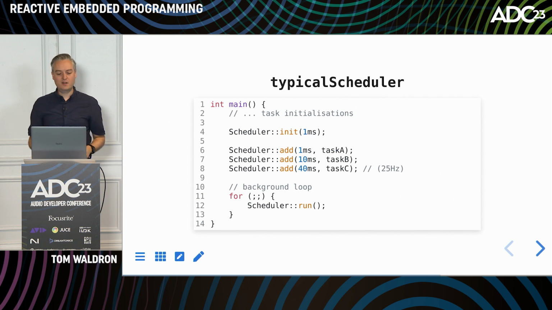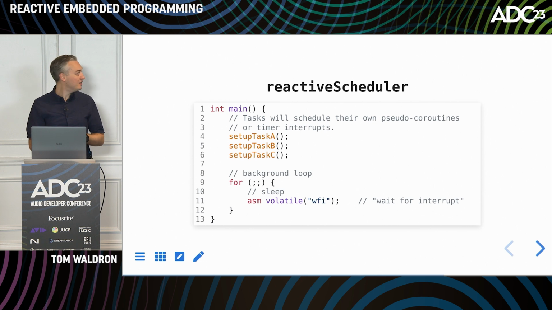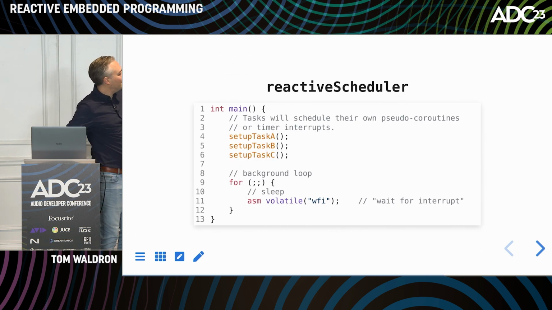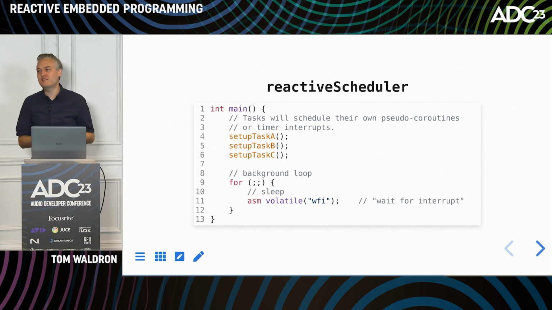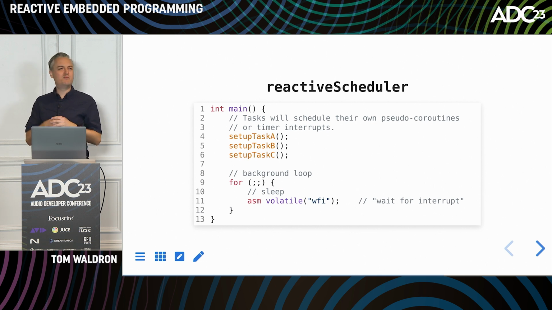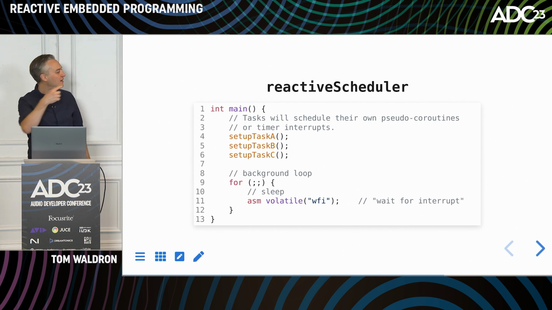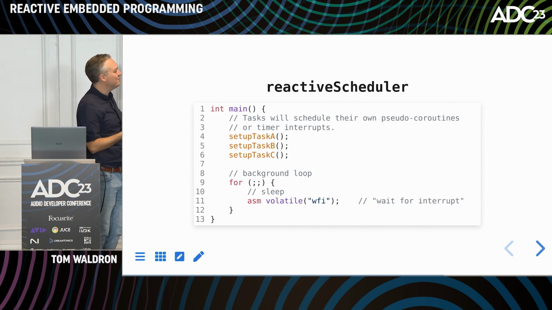So our main task is going to go from looking like this to looking a bit more like: set everything up and then go to sleep. In our background loop now, we're just calling this wait for interrupt. This is an ARM instruction which puts the CPU into a low power mode, puts it to sleep basically, and waits for interrupts. As soon as there's any interrupt, we'll wake up, execute that interrupt, and then iterate the background loop again and go to sleep.